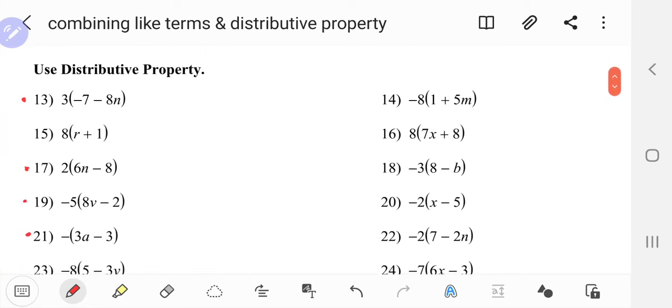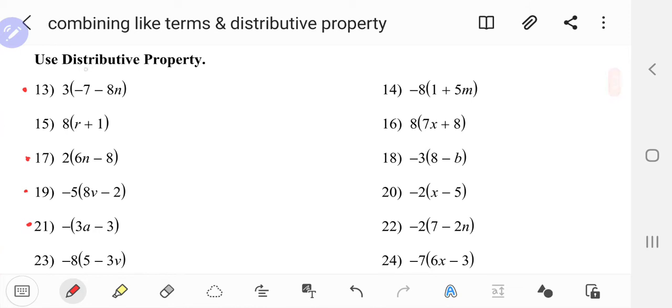Now, let's review distributive property. You can tell we have distributive property when you have a number out front of parentheses, and inside the parentheses there are 2 or more terms that are being added or subtracted. Okay, so all of these are examples of distributive property. This 3 outside is going to multiply by all the terms inside the parentheses. So 3 times negative 7 would be negative 21. And then 3 times minus 8n would be minus 24n. All right, that's it. It's that simple.